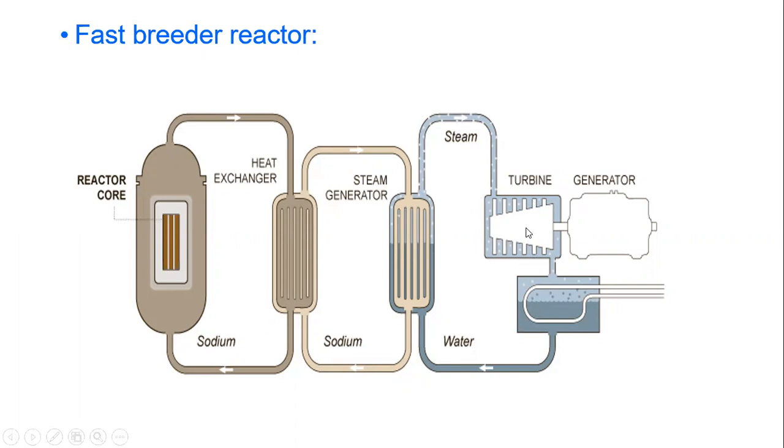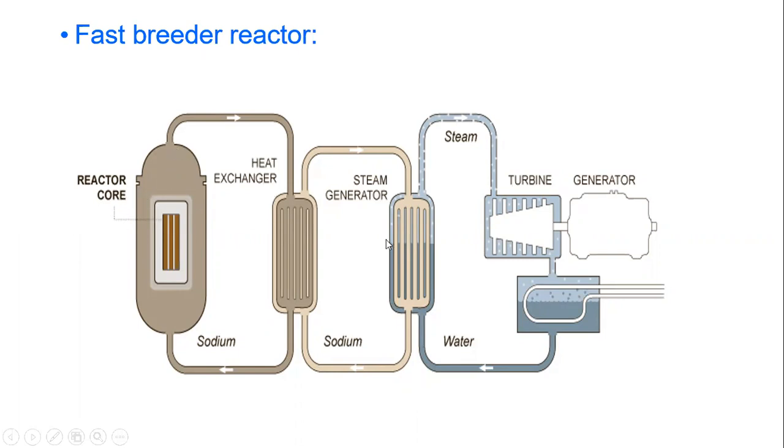The turbine converts it into mechanical energy, which is given to the generator. After the turbine operation, the steam is given to the condenser, where it is condensed into water. This water is then given back to the steam generator. This is the process of recycling.